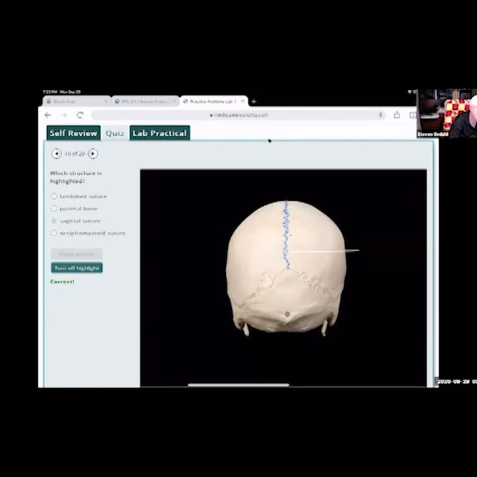And who remembers this point right here? This little point that sticks out on the back of the skull. What's that? It's three words. It's on the tip of the back of the head. Is it the external occipital protuberance? Perfect. External occipital protuberance. That's exactly what it is. All right. Very good.